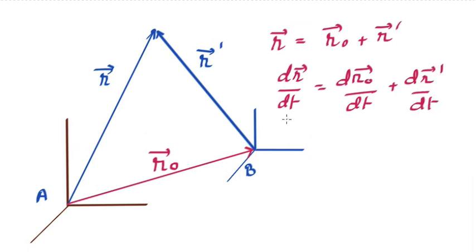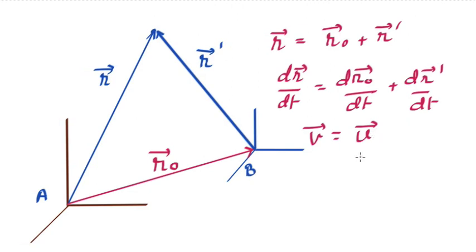What is dR by dt? It's the velocity of the bird as seen by observer A at this instant of time. And that's equal to dRO by dt. What is dRO by dt? It's the velocity of the car. It's the velocity of the origin of B's coordinate system. But B's coordinate system is at rest with respect to the car. It's moving with the car. So this is the velocity of the car, which we previously called u.